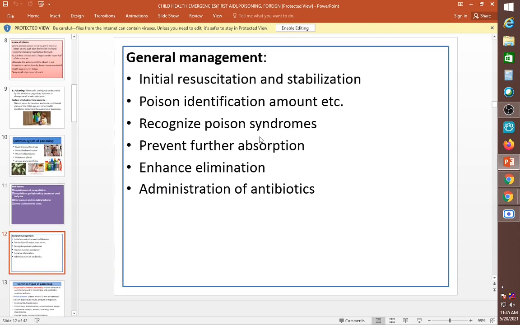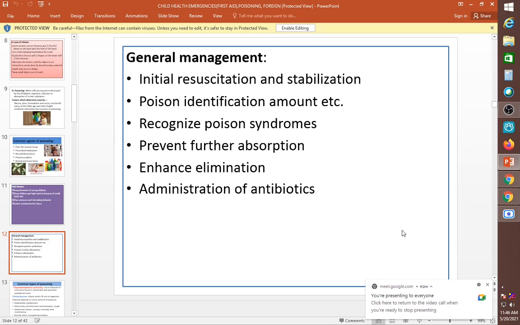Okay, so this is the general management of poisoning. What is done in case of poisoning? First is initial resuscitation. Immediately, if a case of poisoning comes, resuscitation is done. And you know what resuscitation is, I suppose? Resuscitation is reviving the child. Yes, ma'am, we know. The child is going to die, but we revive the child. Okay, and stabilize. After resuscitating, the child has to be stabilized. The vitals should be stable.